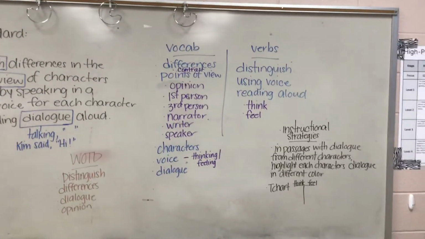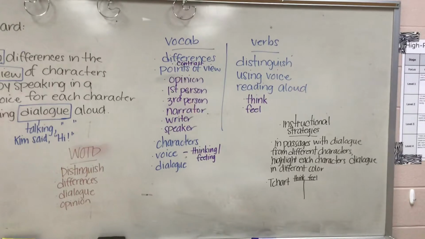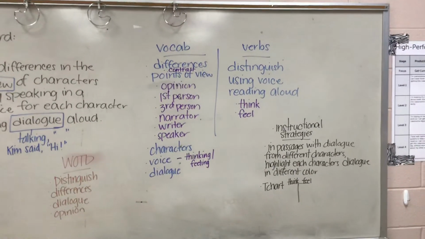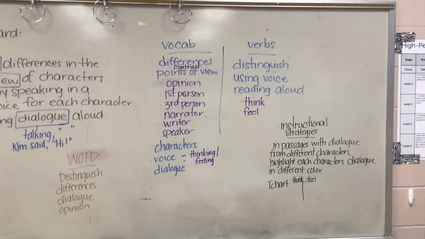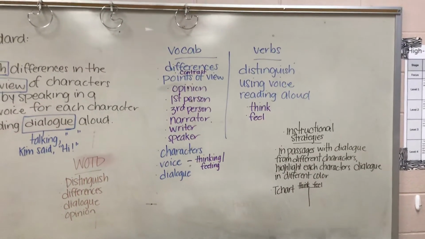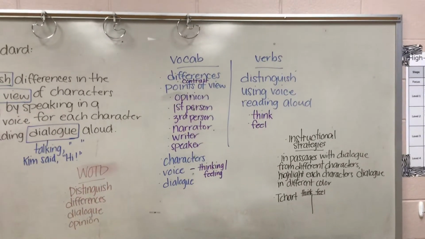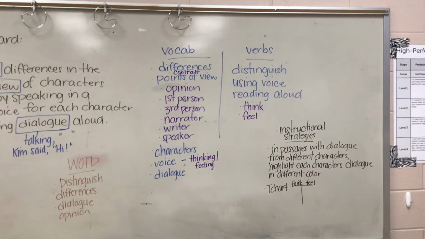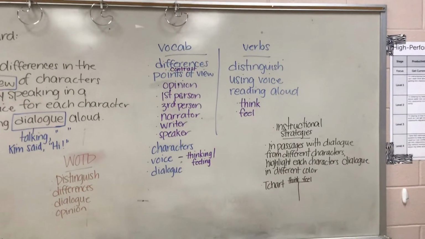Over here, the vocabulary and verbs that come from the standard. The blue ones are the words that are actually in the standard. The purple ones are related vocabulary that's not in the standard. So I know we've talked about making sure to add in vocabulary that would be connected to the standard, but isn't necessarily identified in the standard.